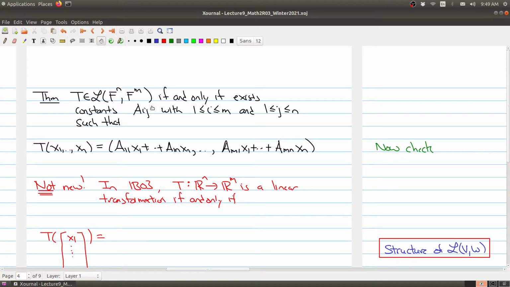This theorem says that these linear maps can only have one particular type of form. T is a linear map if and only if there exist constants a_ij, with the i's going from 1 to m and the j's going from 1 to n, such that it's taking an n-tuple and mapping it to an m-tuple, where this is the first coordinate. So we take a11 times x1 plus a12 times x2, all the way down to a1n times xn. That becomes my first coordinate inside of F^m, and I do this all the way down until I get my last coordinate.